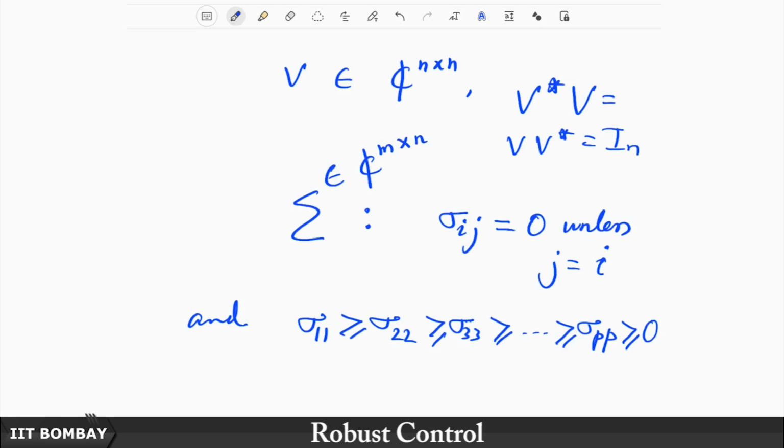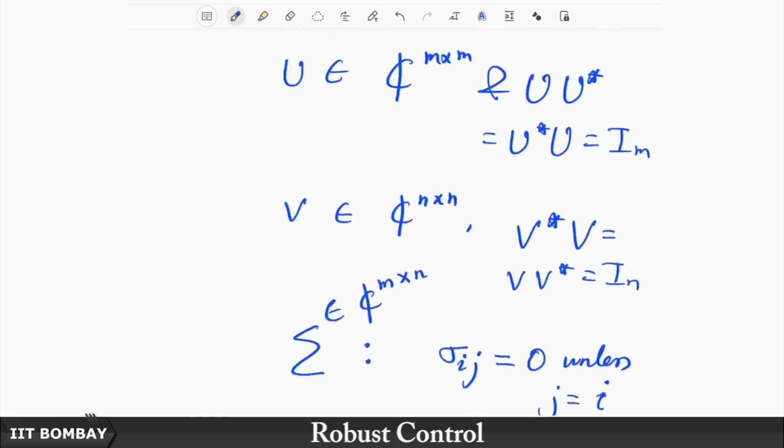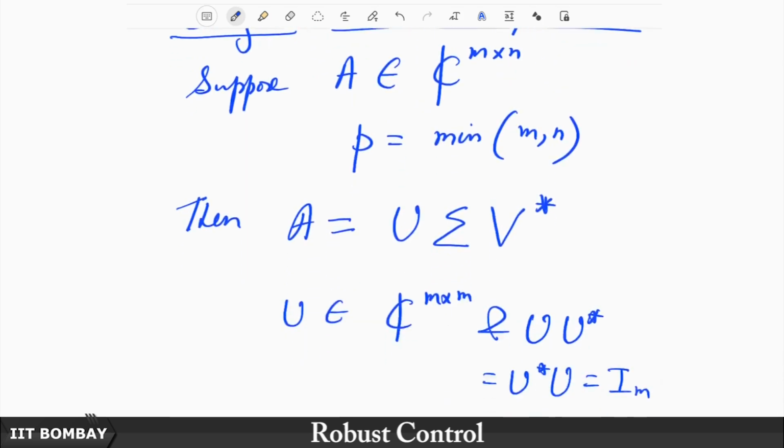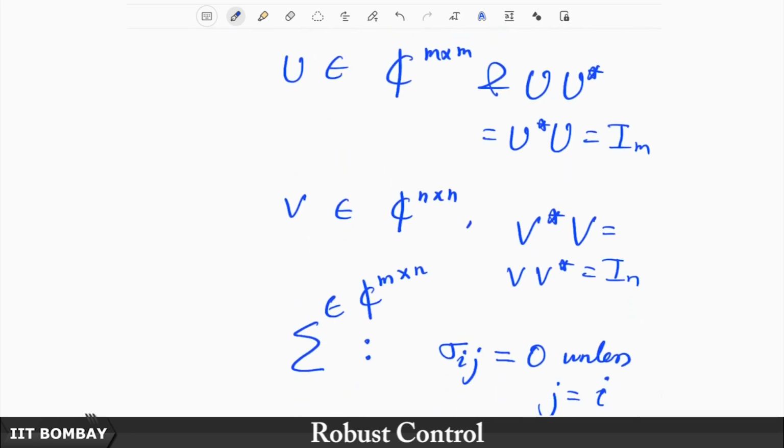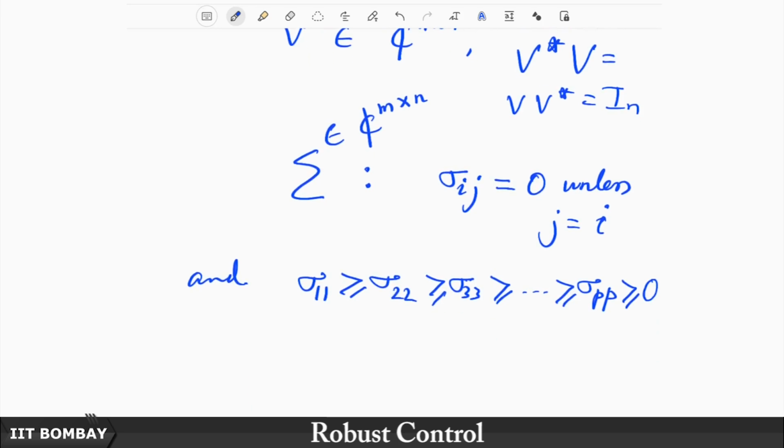Okay. So, this is a very important factorization, and this will always exist for any matrix irrespective of whether it is a square matrix, whether it is a rectangular matrix, whatever the size you choose of this.